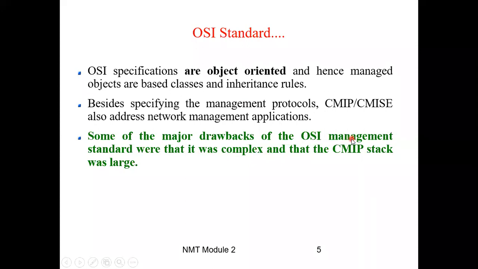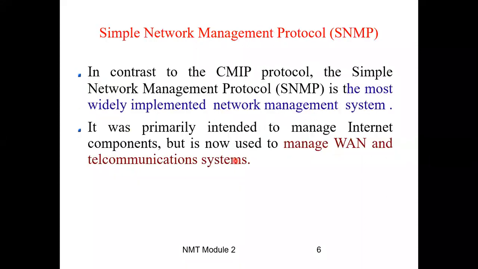But the major drawback of the OSI management standard was that it was very complex and the CMIP stack was very large. Because the complexity was more, seven services were there, and this was the first standard which came up, it was found to be complex. So people wanted to make something simpler. The next protocol they named is Simple Network Management Protocol. Why simple? Because they felt OSI was complex and wanted to make something simpler.